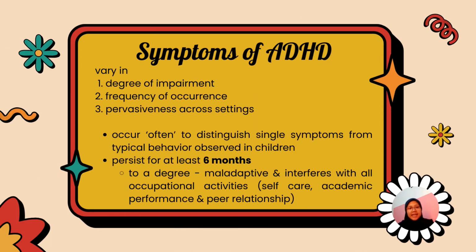The symptoms of ADHD vary in degree of impairment, frequency of occurrence, and pervasiveness across settings. They must occur often to distinguish single symptoms from typical behavior observed in children, and they must be observed across multiple settings such as at school, at play, during daycare, and also at home. The symptoms must also persist for at least 6 months to a degree that they are maladaptive and interfere with occupational activities such as self-care, academic performance, and peer relationships with others.